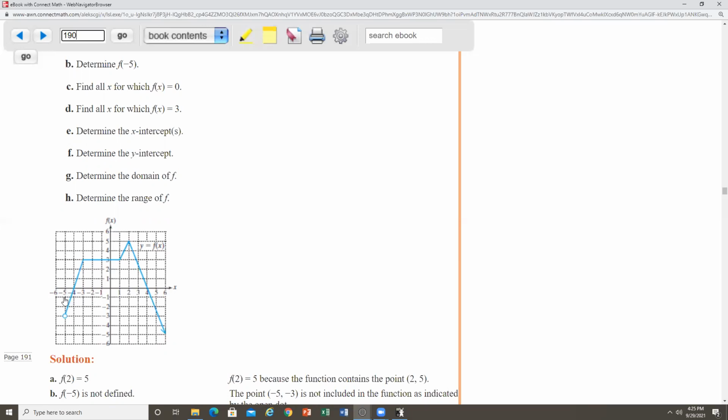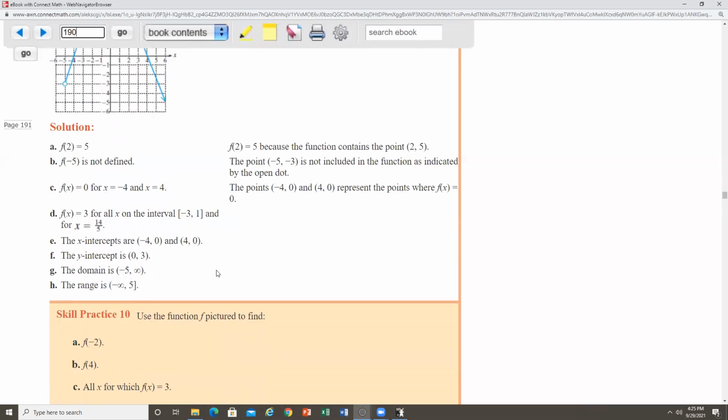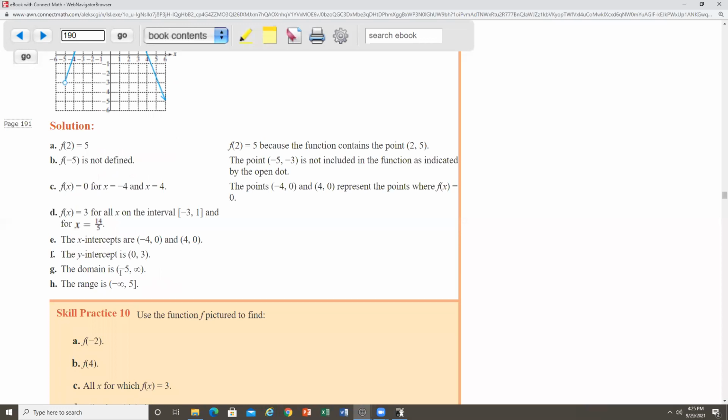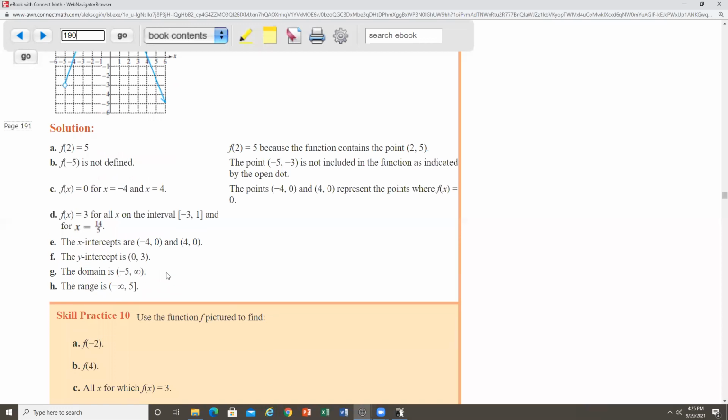Well, negative 5, but not 5, including negative 5 up to positive what? Infinity, because this graph goes not only down forever, but also to the right forever. So the domain is from negative 5 to infinity, not including negative 5.